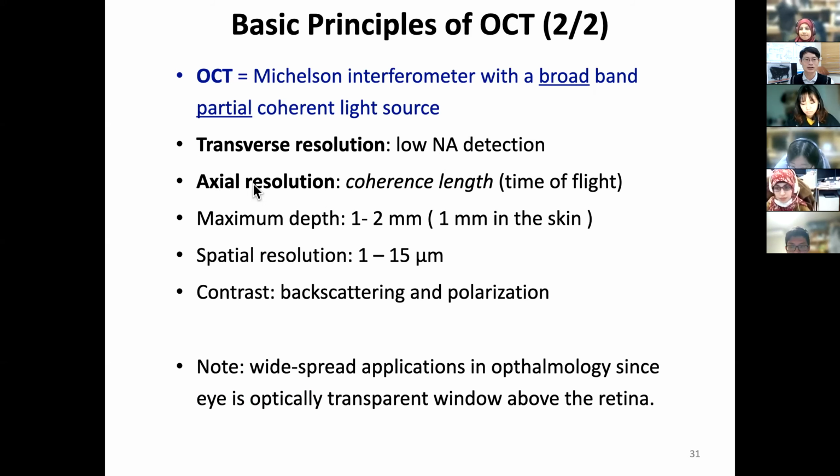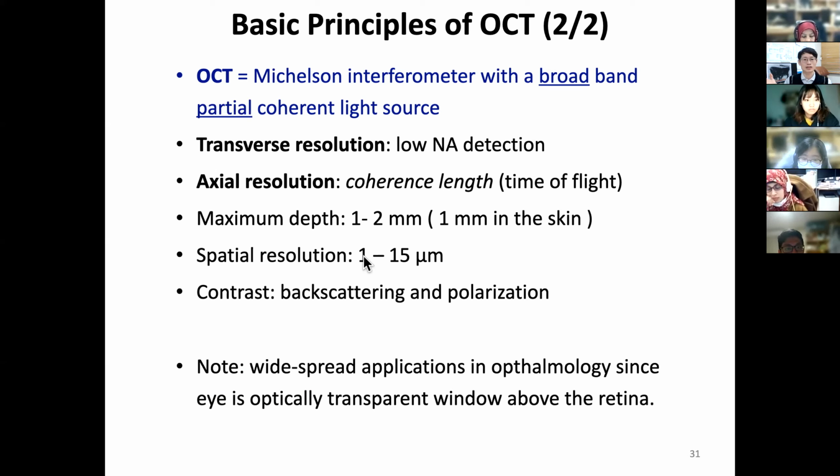What about axial resolution? As I say, it's really coherence length. That's why temporal coherence is so important here. I'm not talking about spatial coherence, okay? And depth is about 1 to 2 millimeters. Skin is so scattering, it's 1 millimeter. Spatial resolution is rather poor, about 1 to 15 microns, unless one is using an ultrafast, very broad light source.